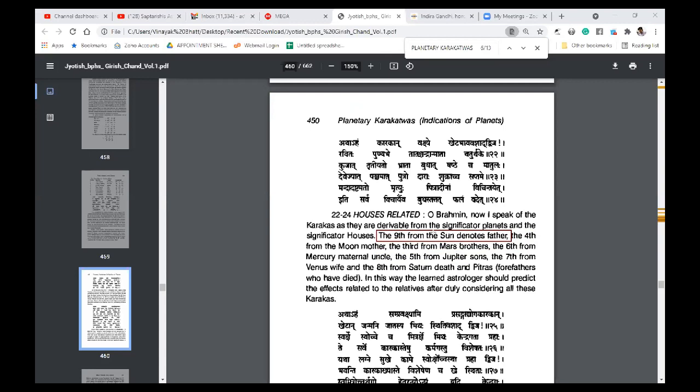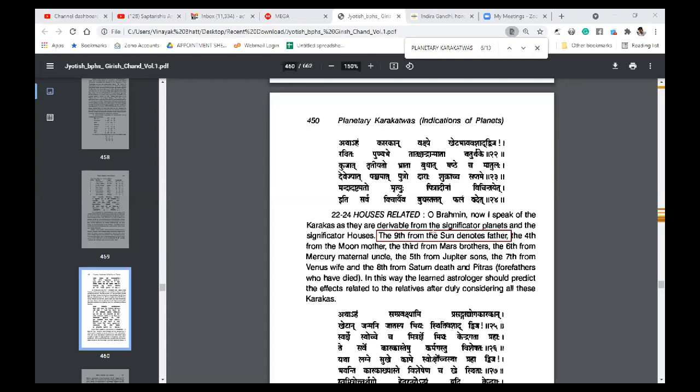Next line, fourth from the Moon shows the mother. And third from Mars shows the brother. Sixth from Mercury shows maternal uncle. Fifth from Jupiter shows children or son. Seventh from Venus will show wife. Eighth from Saturn shows the death and Pitras.